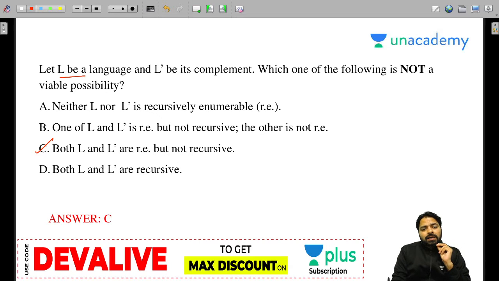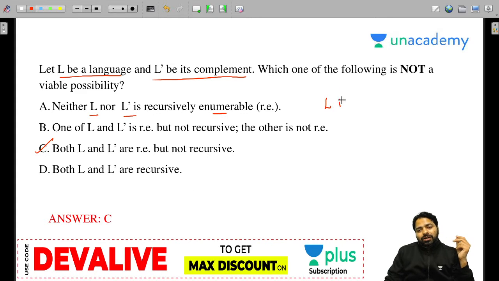L is a language and L complement is another language. Which of the following is not possible? Viable possibility. Which of the following is not possible? Neither L nor L complement is RL. It means L is not RL and L complement is not RL.